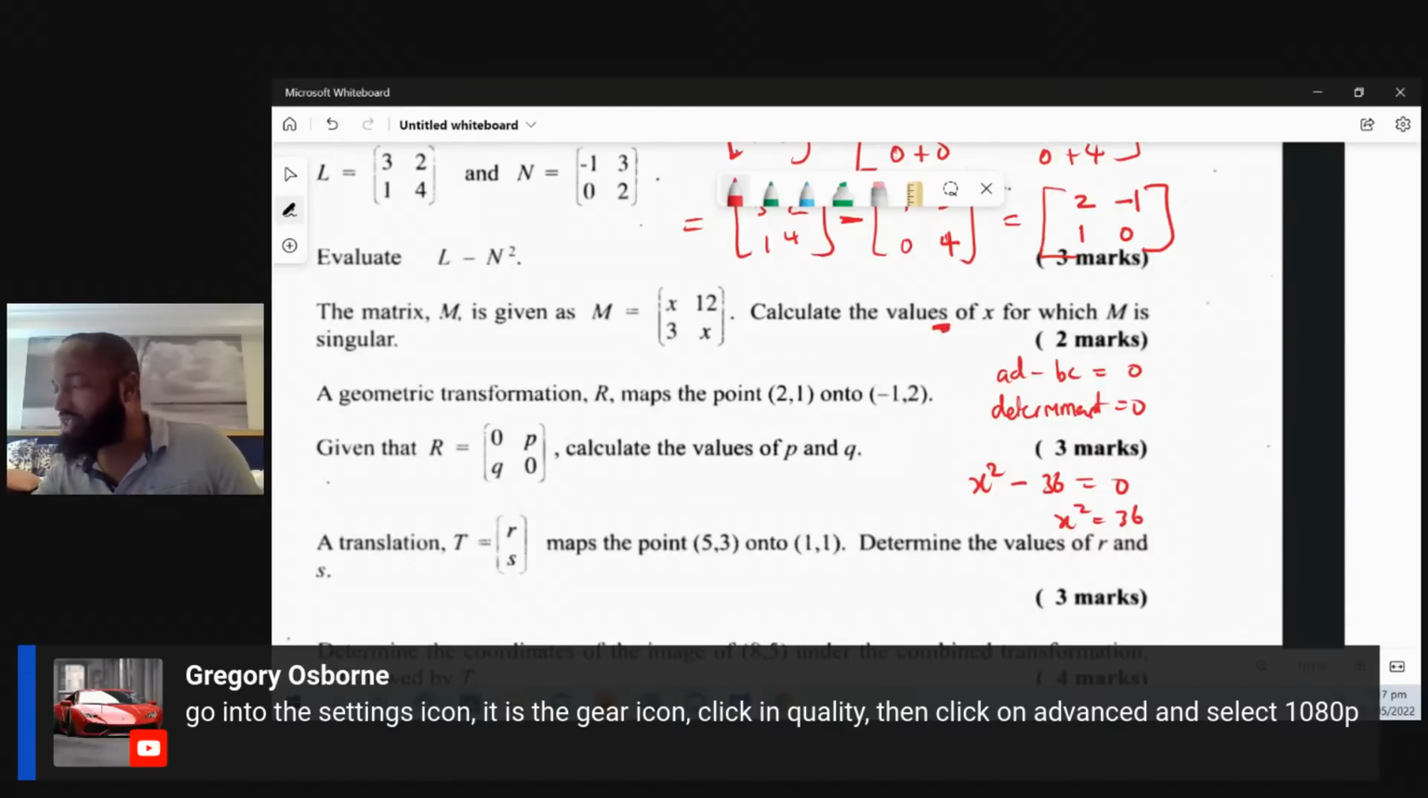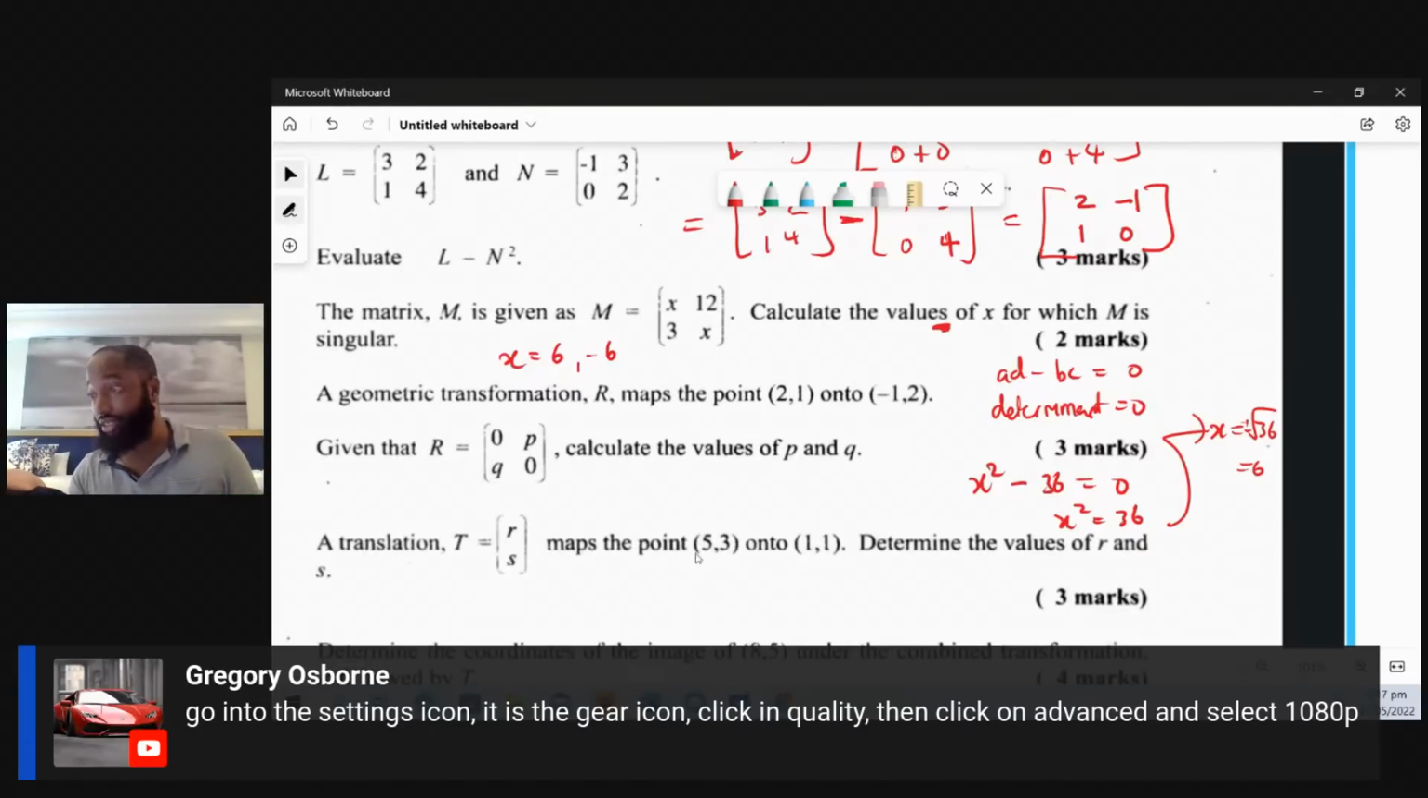Now notice they say values of x. Some of you are immediately thinking, so x is equal to the square root of 36, which is equal to 6. They will only give you 1 mark if you say x is equal to 6. X is also equal to -6. You need plus or minus square root. Because if you say -6 by -6, you would actually get 36 as well.